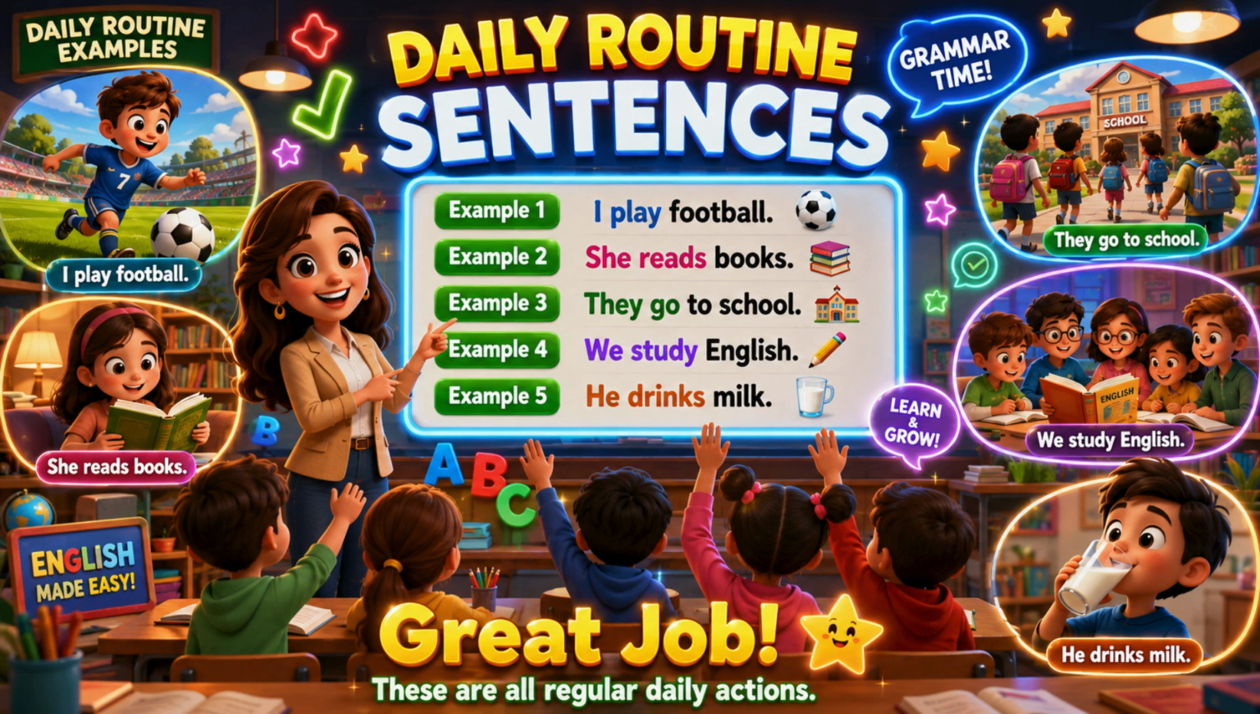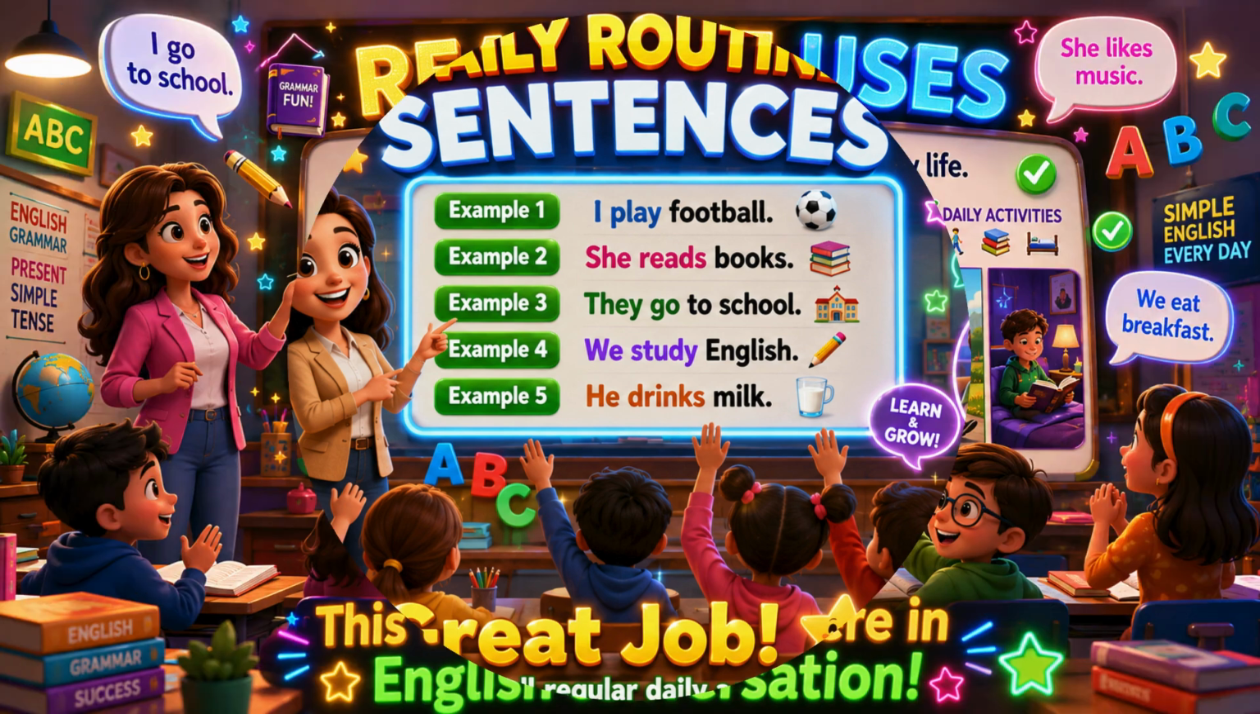Did you notice something? These sentences talk about actions people do regularly or every day. That is why we use the present simple tense. So remember, daily habits, regular routines, repeated actions all use the present simple tense.